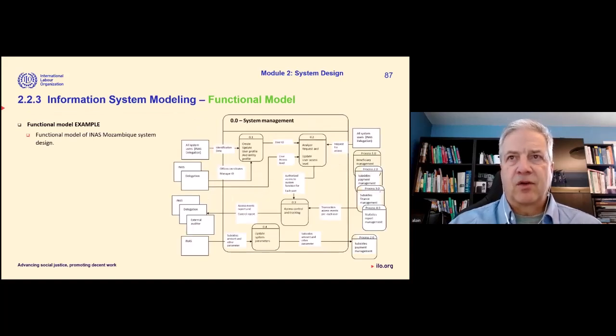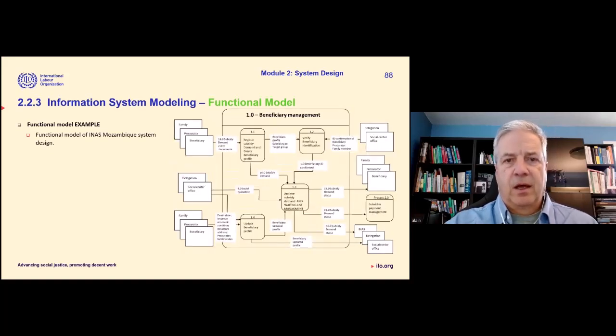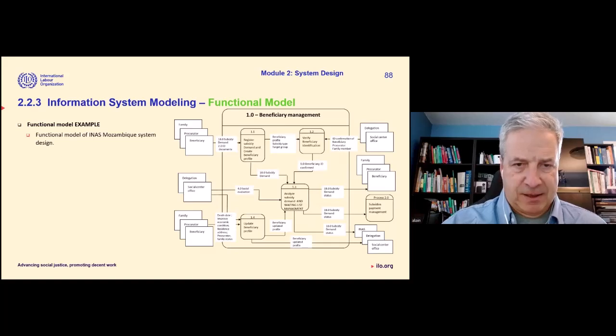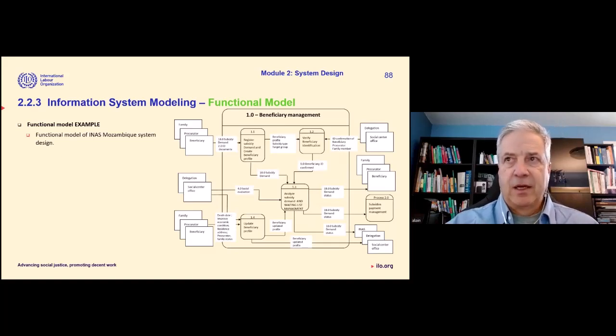Then we go function by function. We have identified 5 functions. They are subdivided, exploded into more detail, let's say sub-functions. This one is about the system management, but let's go to another bigger function, the beneficiary management. Again, we have 4 functions inside this bigger function. It covers the process of registrations and demand. So this is a demand process system.